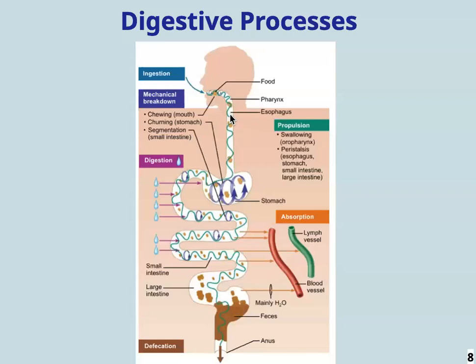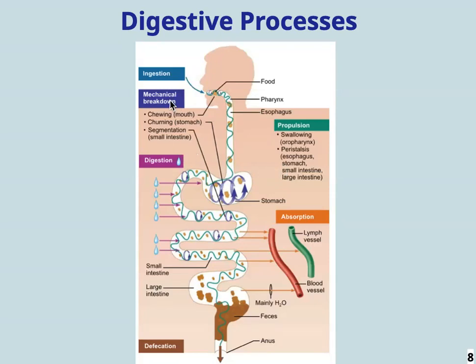So as you can see here, our esophagus only carries out propulsion. It doesn't do any of that segmentation, which is a form of mechanical breakdown. Whereas small intestine, we see a combination of both segmentation as well as propulsion happening. Same thing with our stomach, both propulsion as well as segmentation is happening. Or both peristalsis and segmentation.